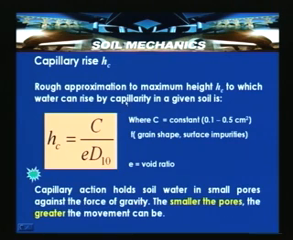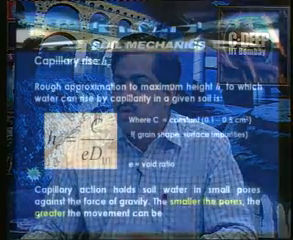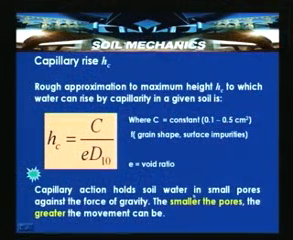A rough approximation of the maximum height Hc to which the water can rise because of the capillarity phenomenon can be given as Hc equal to C by e D10, where C is a constant which has units of centimeter square or meter square. In the case of centimeter square, C is equal to 0.1 to 0.5 centimeter square, and is a function of grain shape and surface impurities, and e is the void ratio. Capillary action holds the soil water in small pores against the force of gravity.